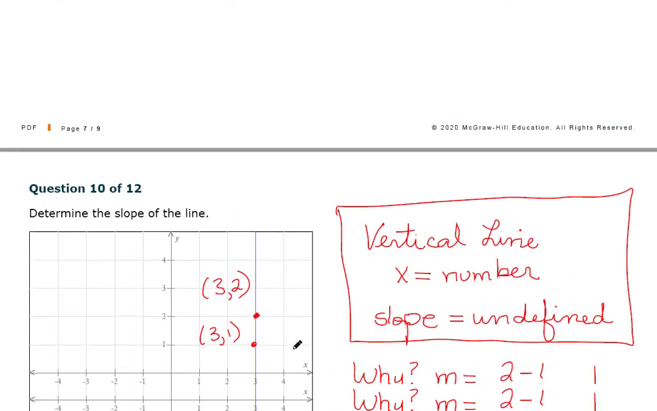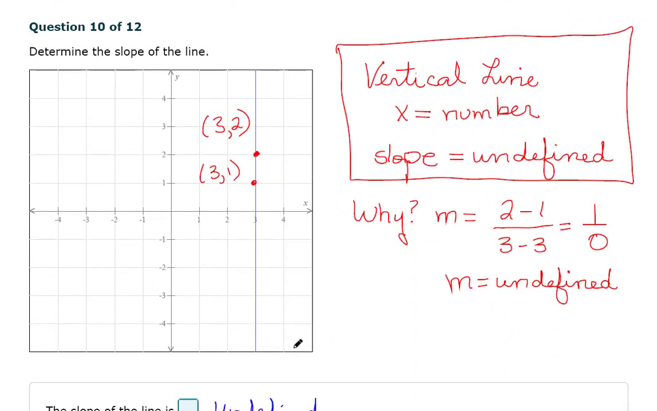Let's see. Question 10. Determine the slope of the line. Well, looking at this line, it is perfectly vertical, up and down. So vertical lines are of the form x equals a number. What number here? It's crossing at 3. So the equation of this line, they didn't ask us that, but it would be x is 3. The slope is undefined for vertical lines.